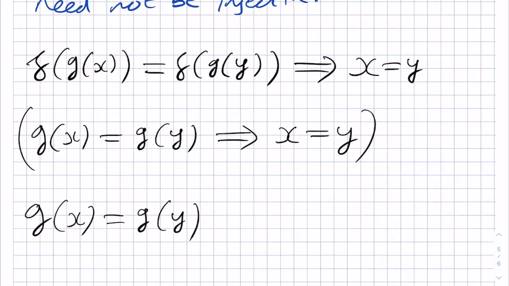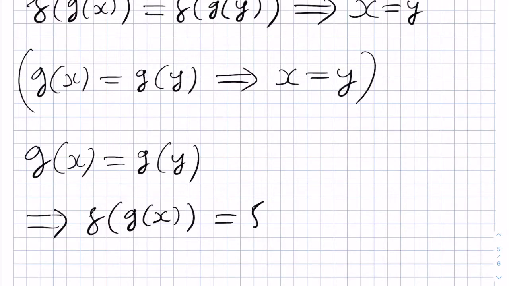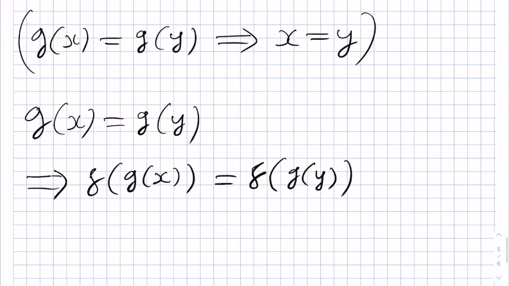In order to use this result, we can apply f to both sides of this here. And if we do that, we get f of g of x equals f of g of y. We've just applied the function f to both sides of an equality, and this gives us this new equality. But then we can use the injectivity of f composed with g, which gives us that x must be equal to y.